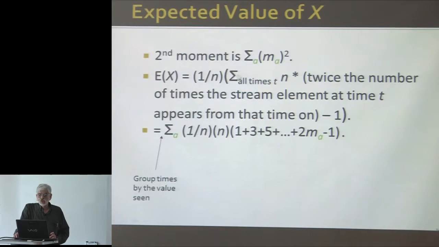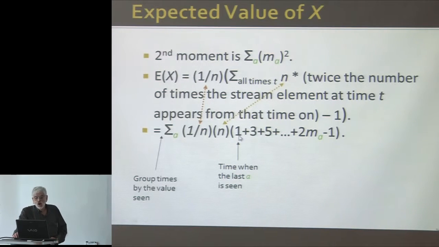Now, the interesting thing, this is a sum over times t, but I could just as well have summed over A, the element itself. Now, this 1 over n is this 1 over n. That n is just that. Now, for any given A, the n is taken care of. So I just need twice the number of times that this element has appeared, minus 1.